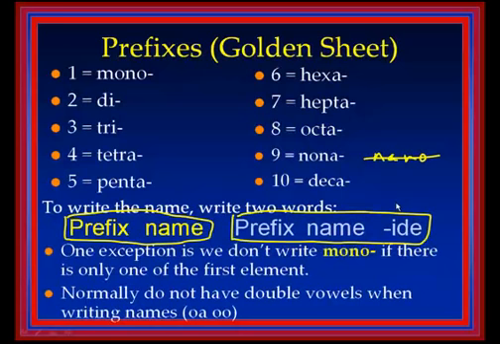Okay, there's only one exception to worry about here. We don't write mono if there's only one of the first element. Okay, so we wouldn't use mono on this first word here. No mono. Okay, but you can use mono on the second word, as you'll see. And then also you want to watch your spelling. Okay, we tend not to have double vowels when writing the names. We don't go OA or OO. We drop one of the letters.